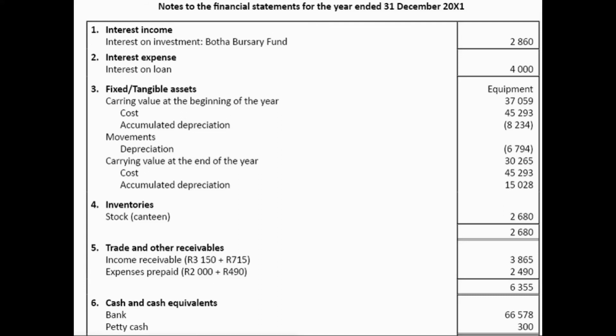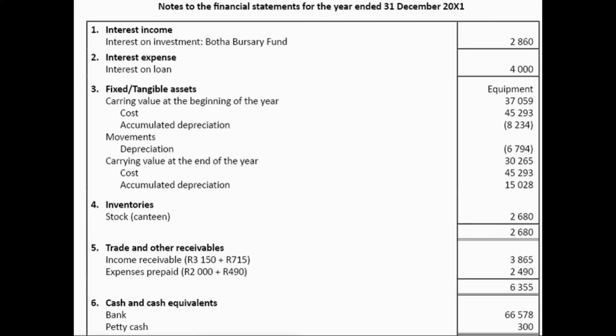Okay, we get to inventories, the stock, that was the closing stock at the end of the year, 2,680. Trade and other receivables, income receivable or income accrued, that is 3,150. You get that from membership fees. Remember, that was the amount that we had to calculate. It was the balancing amount in that account. It was for membership fees, that 3,150. The 715 was for the interest on that quota investment. Okay, those two amounts give you 3,865.